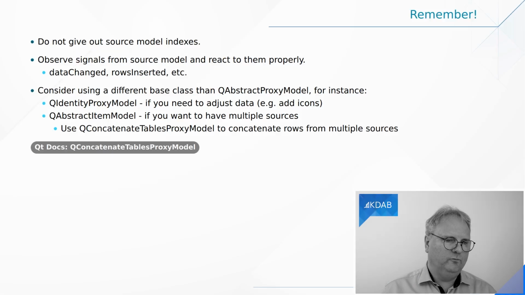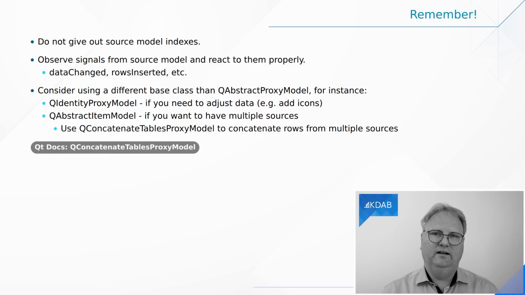It might be that there's a row inserted that I don't care about, but it could be that there is a row inserted or columns inserted or data change or whatever that I do care about. In those situations, I need to tell my view or proxy model sitting above me so they know that something changed inside of me. And that's what it says here on this slide. Do listen to those signals. And a final word of warning is never ever give out somebody else's source model indexes, or somebody else's indexes.